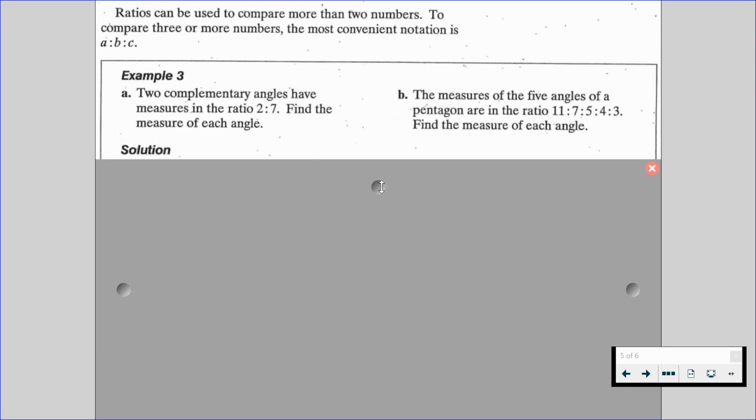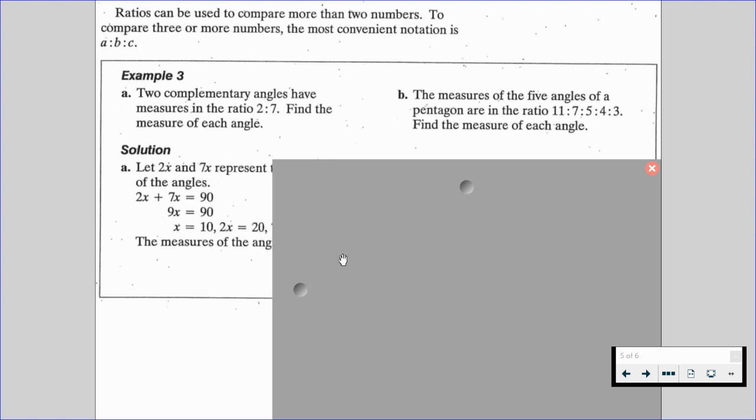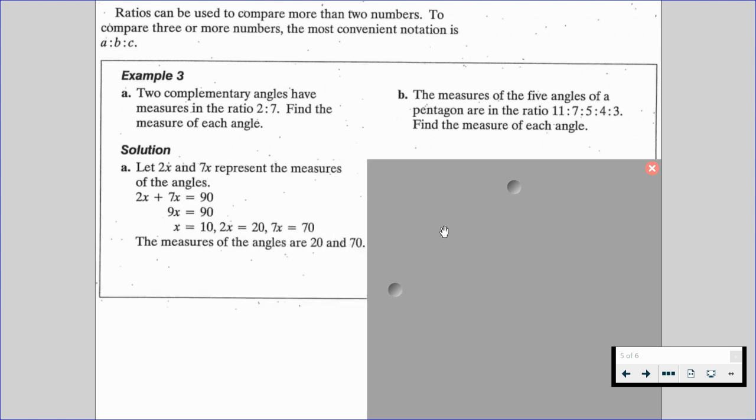So when we talk about a solution here, let's look over at A. Well, we know they're two complementary angles, and the ratio is 2 to 7. So if they're complementary, then we know that the sum is 90 degrees. We're going to let 2x and 7x represent the measures of those angles. So 2x plus 7x is equal to 90, again, because they're complementary. And we solve for x, and we get x is equal to 10. So therefore, the measures are 20 and 70.